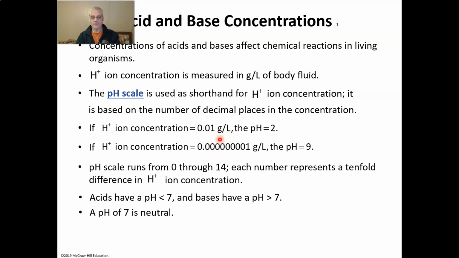If we added water to this solution and made it 0.001 grams per liter, the pH of that solution would be 3. We have just diluted it with water. We've made it weaker. If we make it weaker on an acidity scale, that means that the pH of the solution goes up. It is less acid.